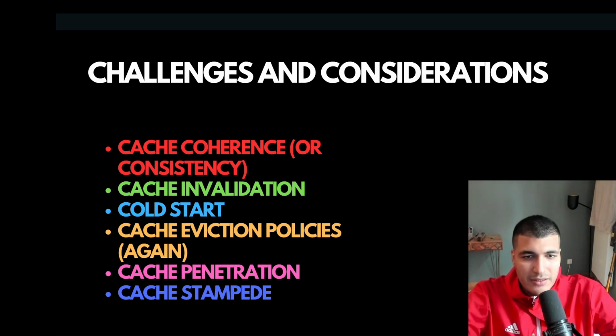You need to ensure that the data stored in your cache remains consistent with the data in your primary data store, which is a source of truth like your database. If the database gets updated but the cache doesn't, users might see stale data or incorrect data. Next, we have cache invalidation. This is closely related to coherence. It's about determining when and how to update or remove stale data from the cache to prevent users from seeing outdated information. This can be surprisingly tricky to get right.